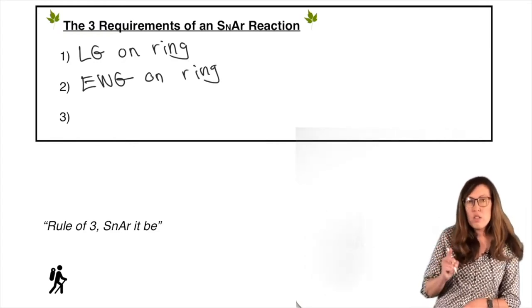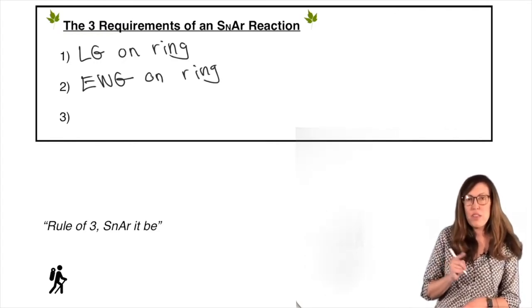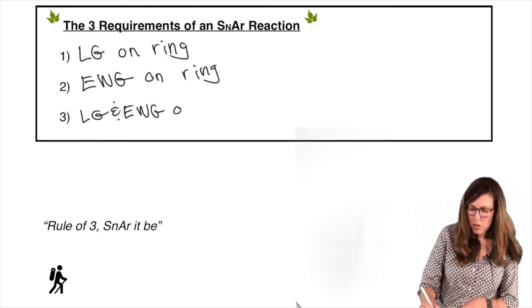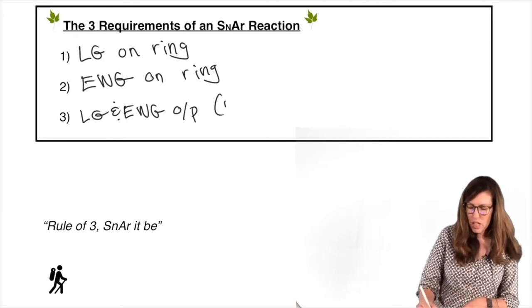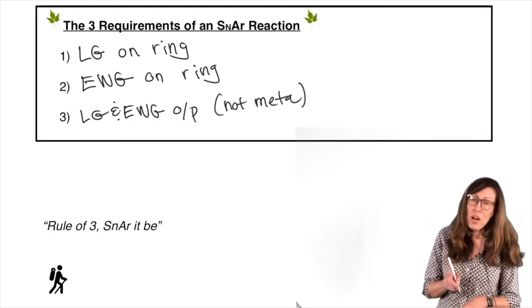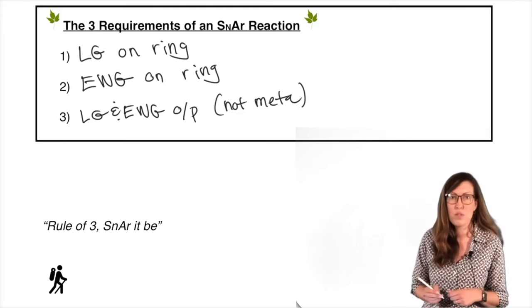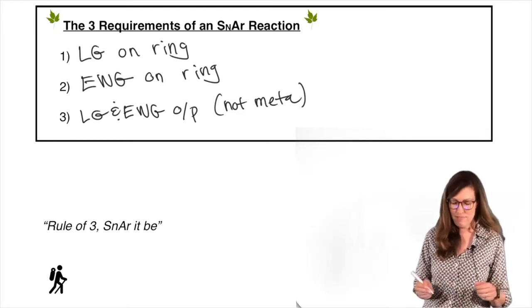When one and two are met, there's a third requirement about the relationship of one and two. We need the leaving group and electron withdrawing group to be ortho or para to each other, as long as they're not meta. That won't work, and we're going to prove why, but we're going to start off with this list and kind of prove the list to be true.